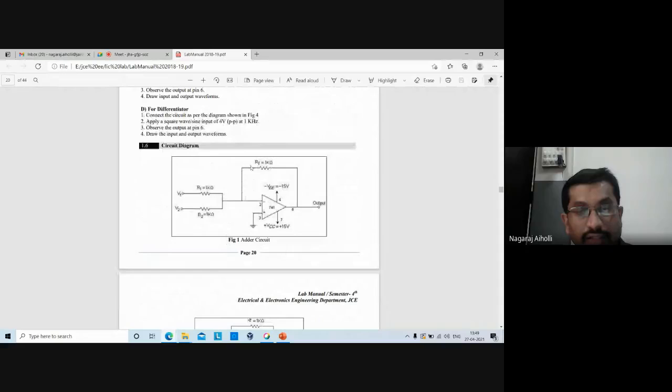So this is the adder circuit. The op-amp is used to rig up an adder circuit. So now tell me, what is meant by adder circuit? The name itself will tell the meaning of that. Yes, what is meant by adder circuit? Anybody? Adder circuit means what?